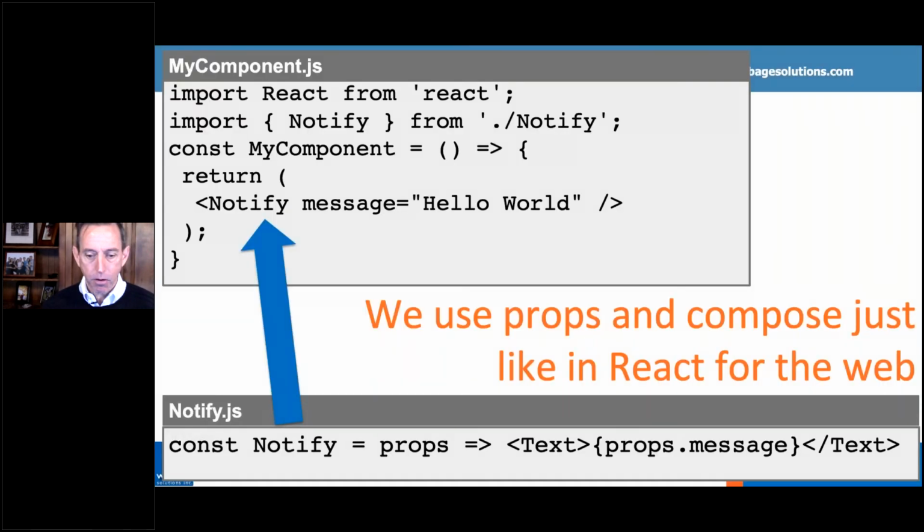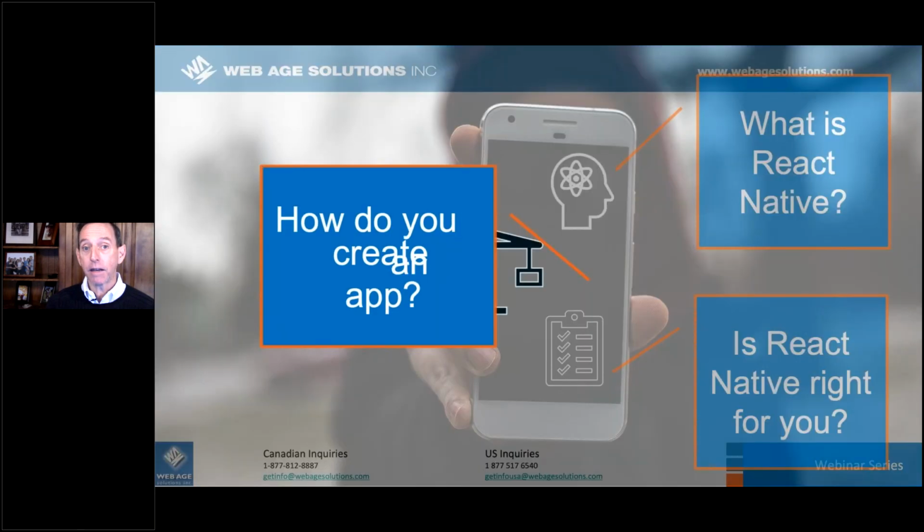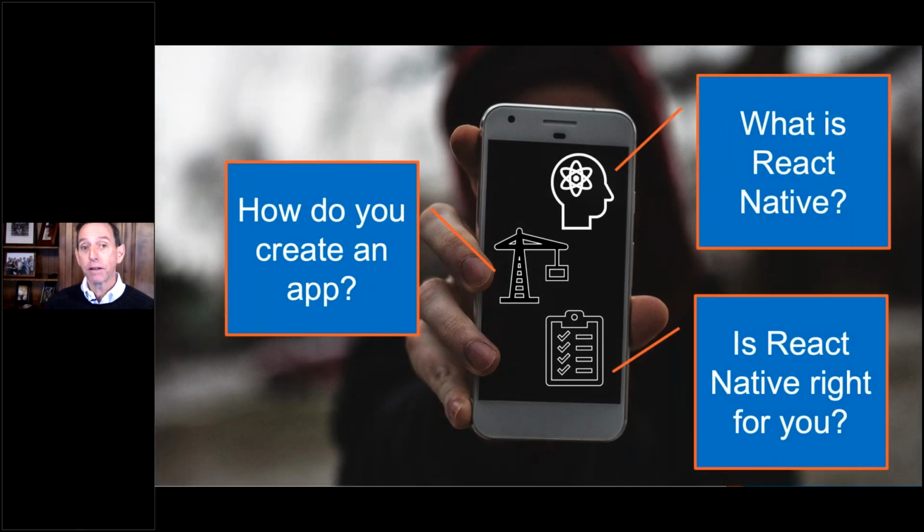All right. So here's what I'm going to plan to do, folks. I'm going to wrap this up. Let's go back and remember that we're talking about three things. Right now, we're looking at how you create an app, and I think we've seen that. But remember, we had a third topic: how do I decide if React Native is the right thing for you? So let's talk about that.